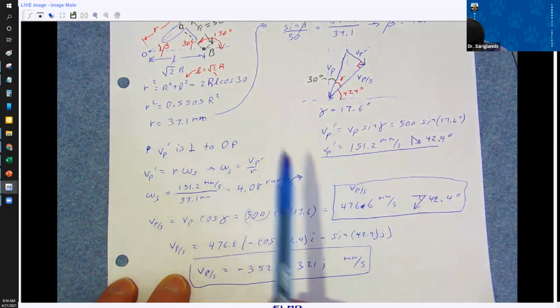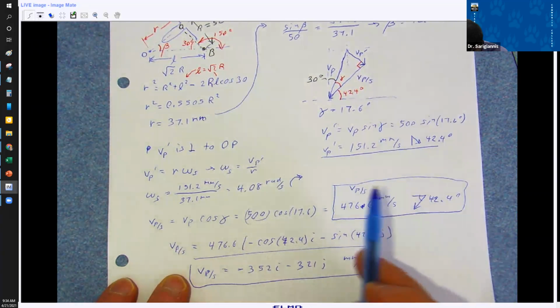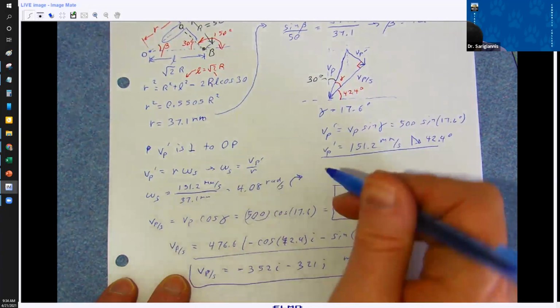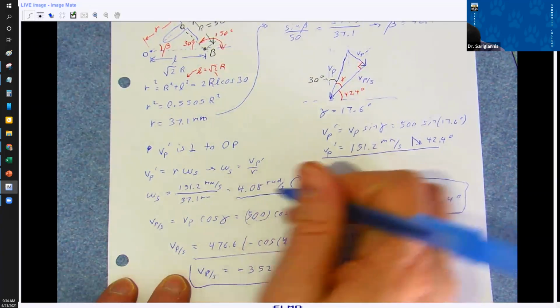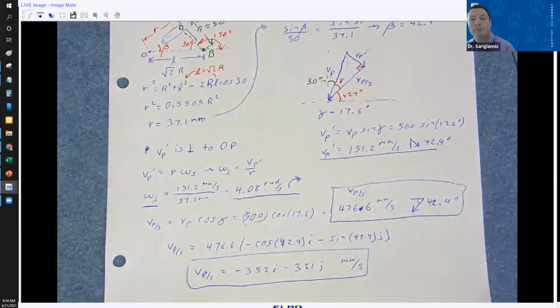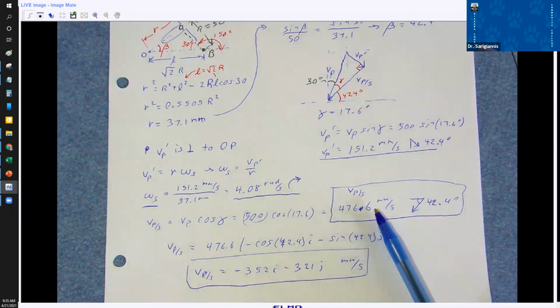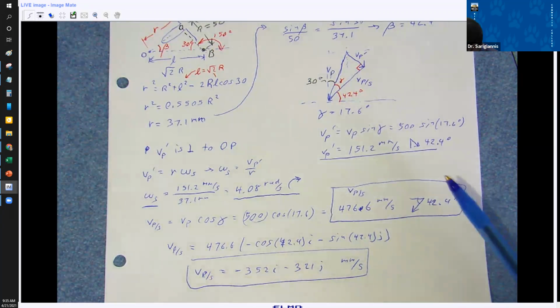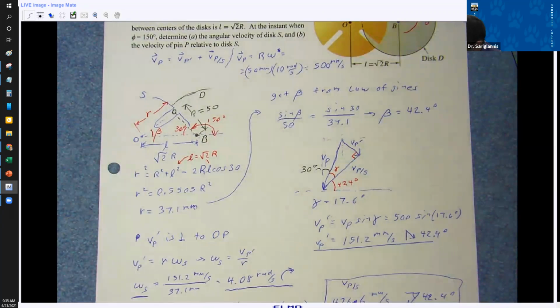So we found the angular velocity of disk S, but you know what? I didn't actually circle here. That's the angular velocity of disk S and the velocity of the pin relative to disk S. This doesn't make maybe as much intuitive sense as this does. 476.6 millimeters per second at that 42.4 degree angle.